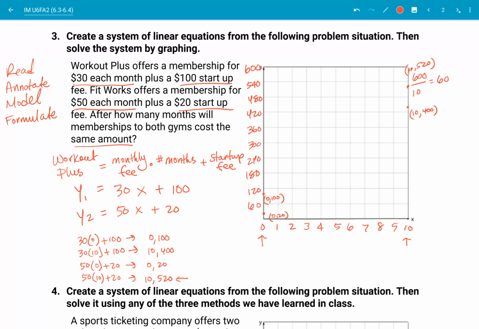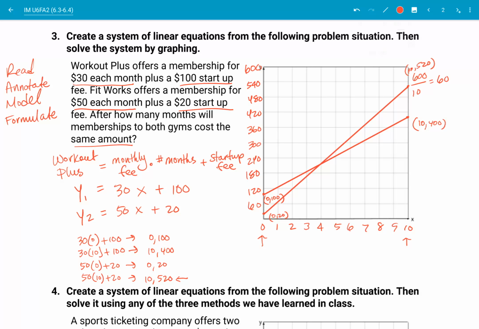Okay, this point I graphed wrong. So let's go back a little bit. 400 needs to be below, needs to be right here. There we go. That's 10, 400. Okay, let's try it now. So if I graph this line here, and now I graph this line here, there we go.